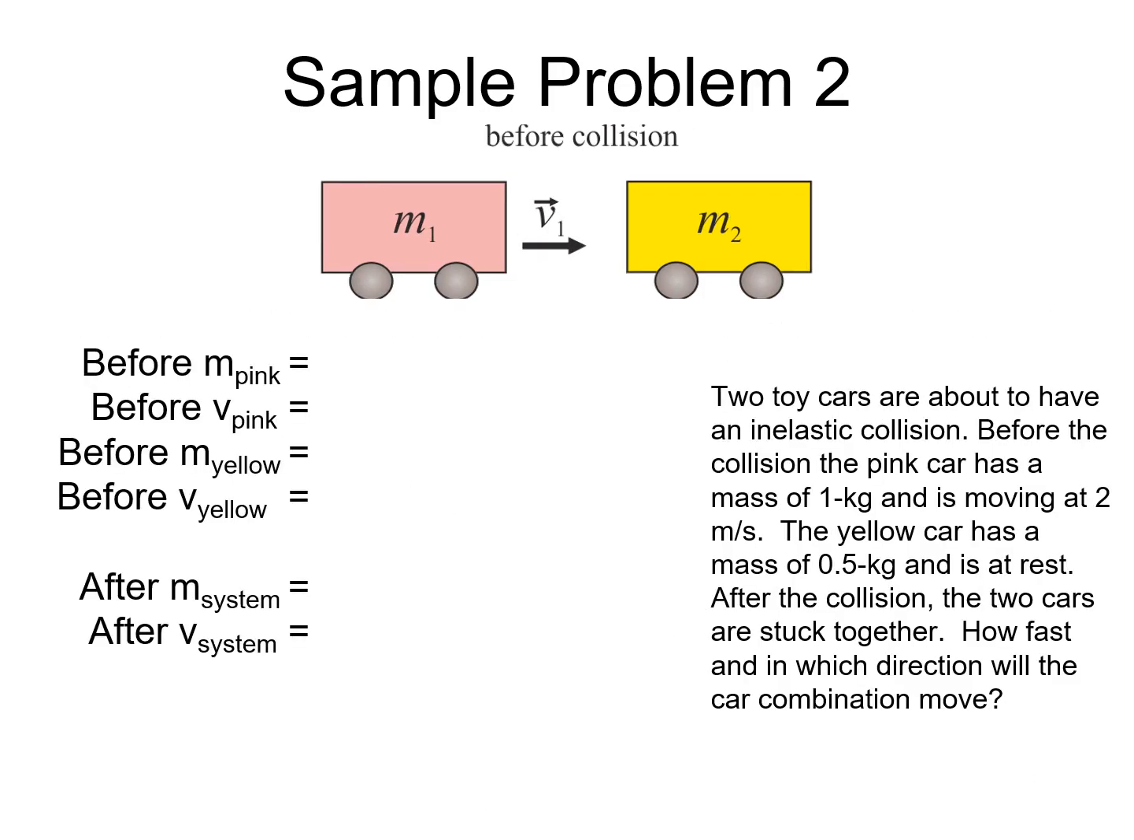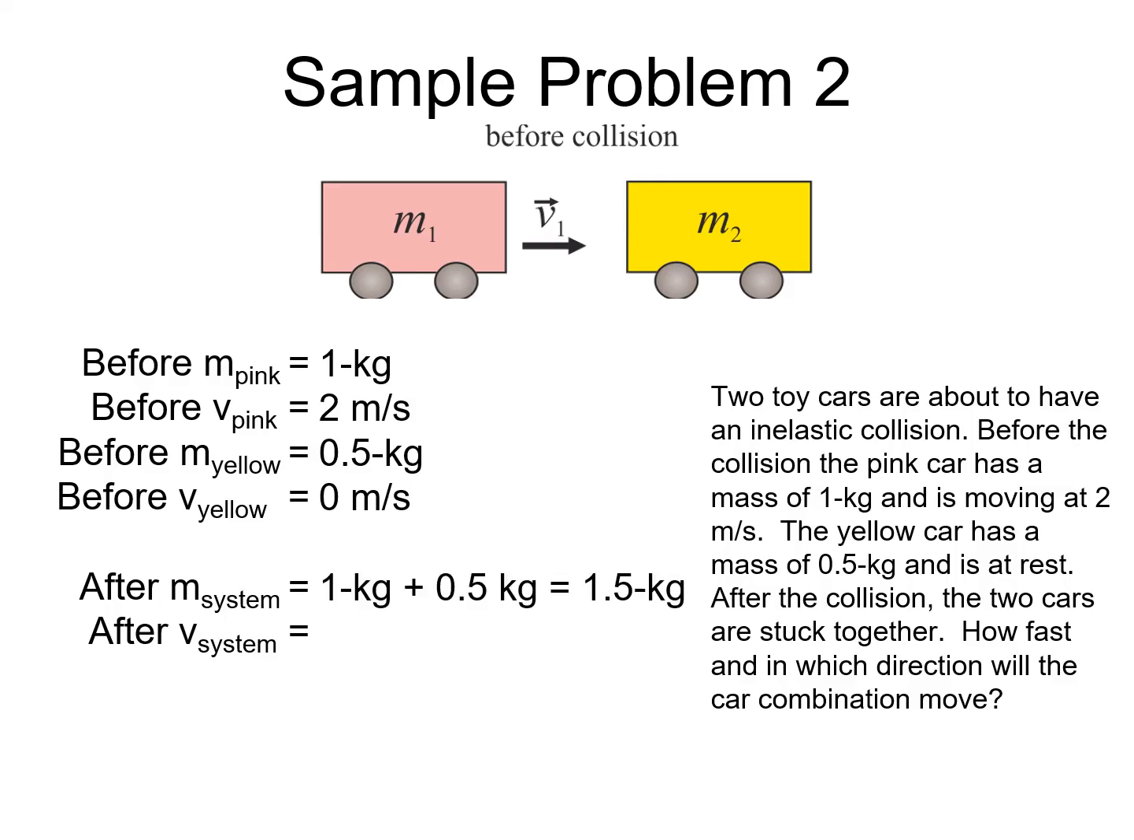So again, we have our list of variables, and we just read through the problem and set them up. So we've got a 1 kilogram pink car going at 2 meters per second, a 0.5 kilogram yellow car that's not moving. Afterwards, what is the mass of the system? Well, you add the two cars together. So it's 1 kilogram plus 0.5 kilograms equals 1.5. So the total when they're stuck together is going to be 1.5. The question is, what will be their speed and direction?